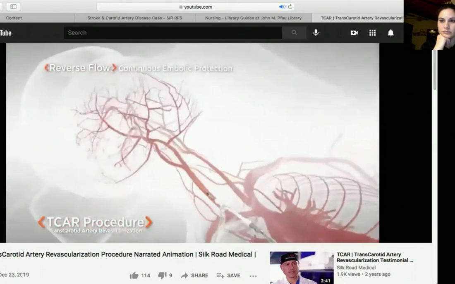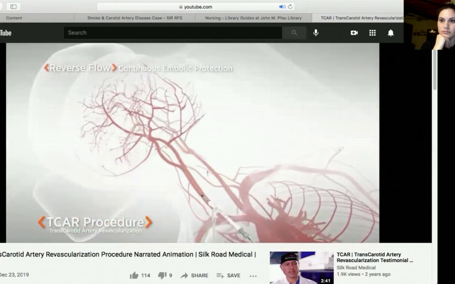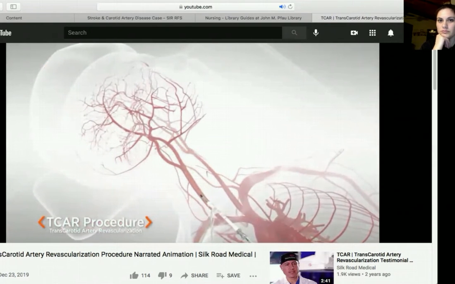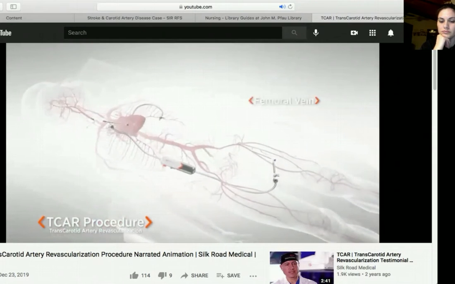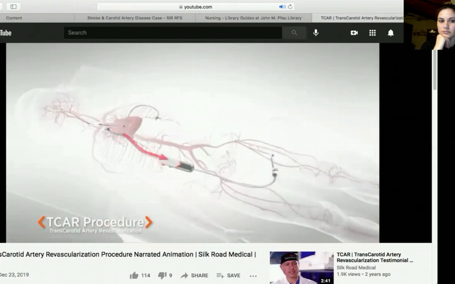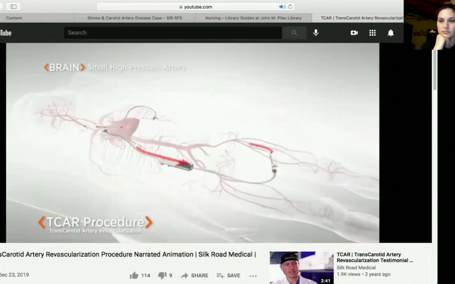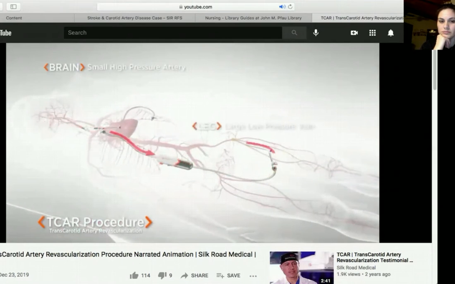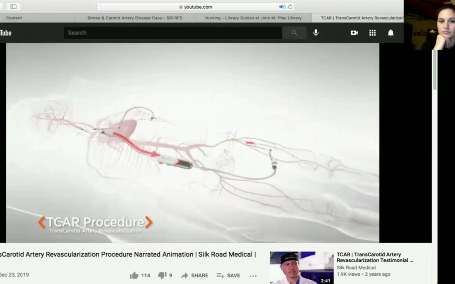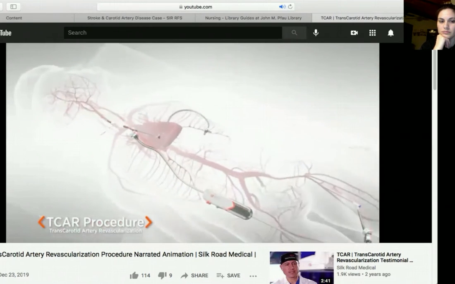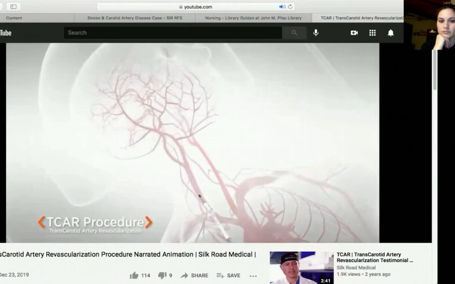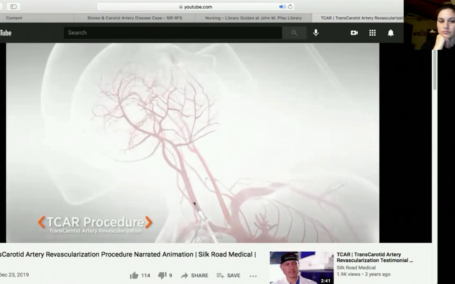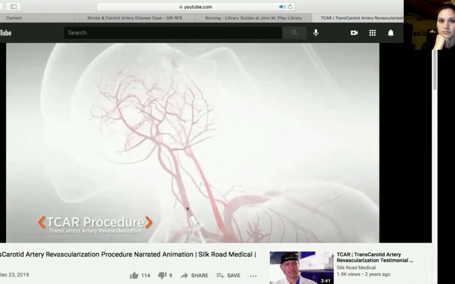Flow reversal keeps debris moving away from the brain, protecting it from dangerous emboli. The sheath is connected to a circuit outside the body that directs the blood flow into the femoral vein. The connection between the high pressure arterial system in the brain and the low pressure vein in the leg creates a pressure gradient, causing blood to move backwards in the carotid artery. Clinical studies have shown this temporary redirection of blood flow is not problematic because the brain is fed by multiple arteries, which maintain cerebral blood flow throughout the procedure.